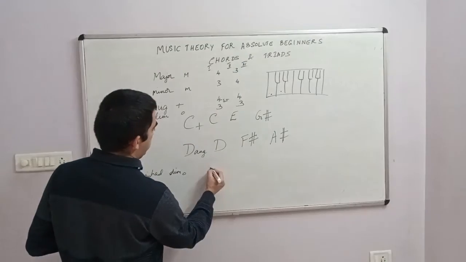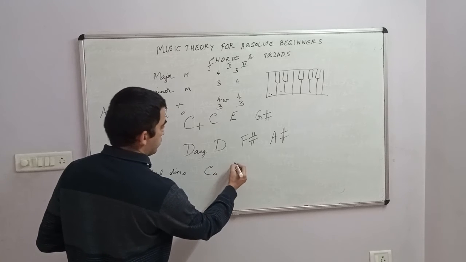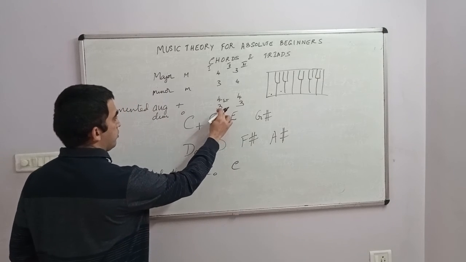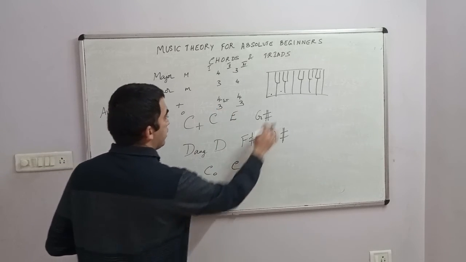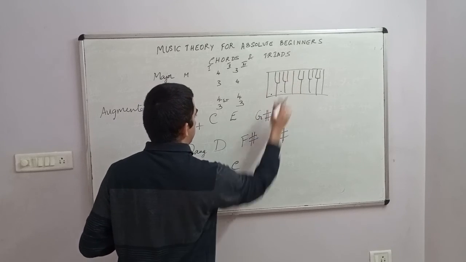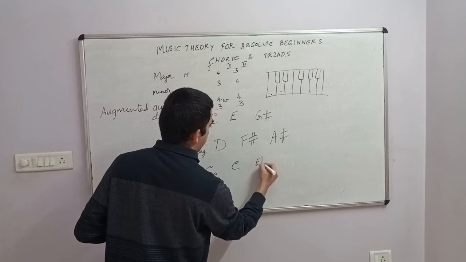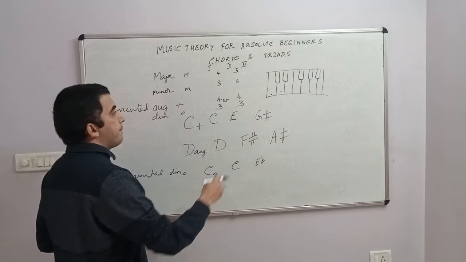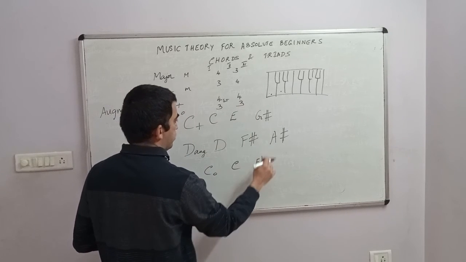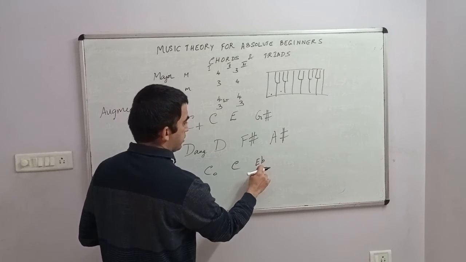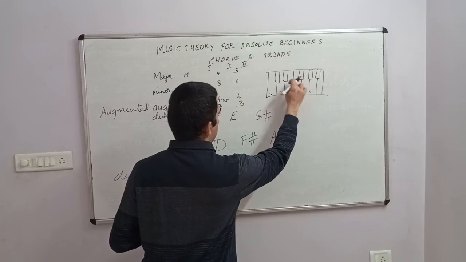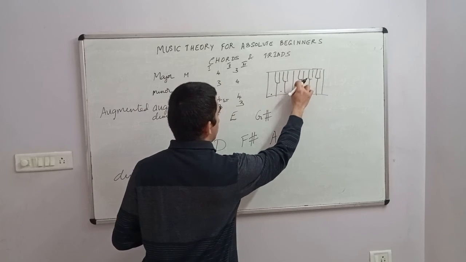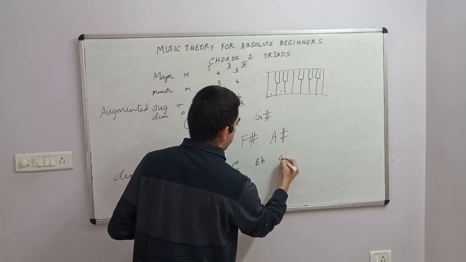So again, if you want a C diminished chord, the first note will be C, the second note will be 3 semitones above C. So 1, 2, 3, that will be E flat. Okay. The third note will again be 3 semitones above the second note. So from E flat, 1, 2, 3. That will be G flat.